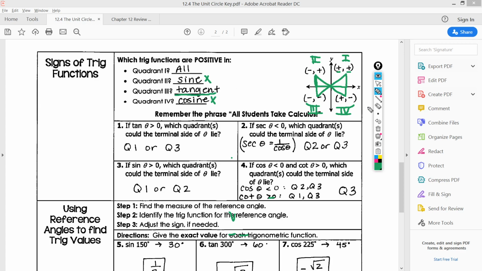Okay? For tangent, it says, remember the phrase, all students take calculus? All students take calculus? I don't like that. I'm not going to do that.